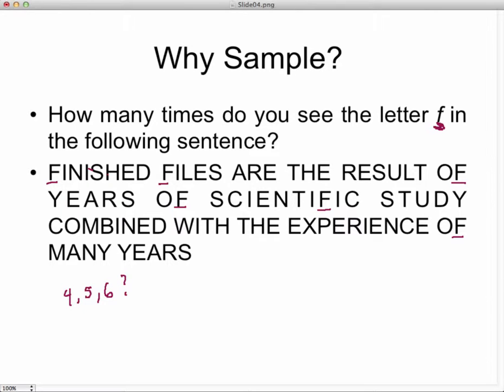So did you get 6? Many people get less than 6. Well, why did they get less than 6? Well, because of the F's in the word "of," right? You just skip right over those. You don't even see them.